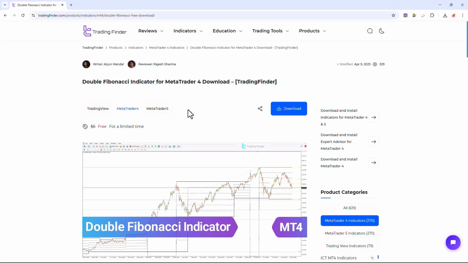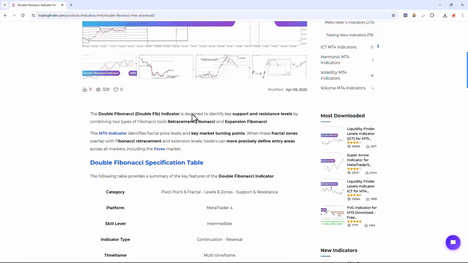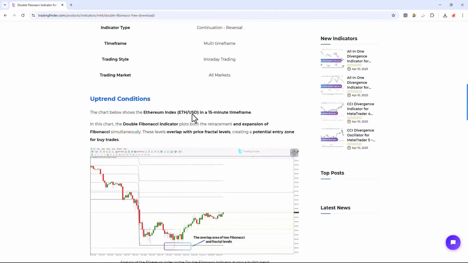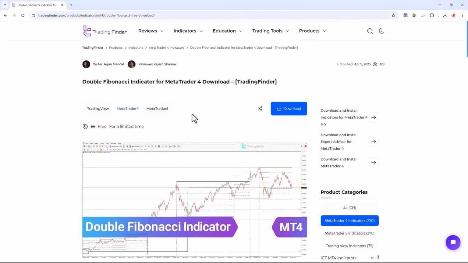the Double Fibonacci Indicator, which is offered for various platforms on the TradingFinder website. From this section, you can download the indicator file for MetaTrader 4 and MetaTrader 5 platforms and run it on the bar chart. Additionally, traders can read this page to understand how the indicator works and functions.